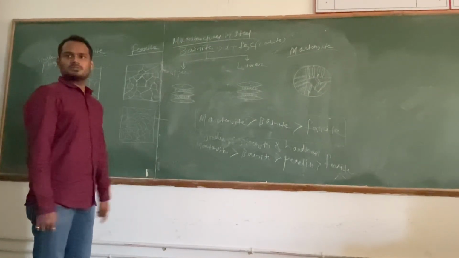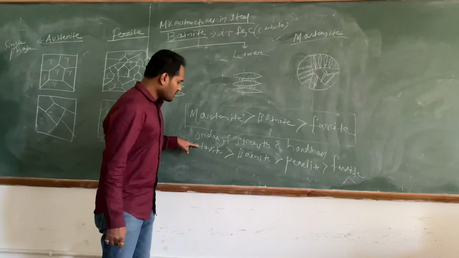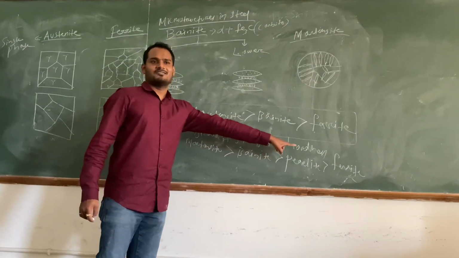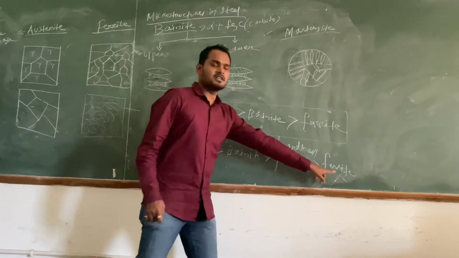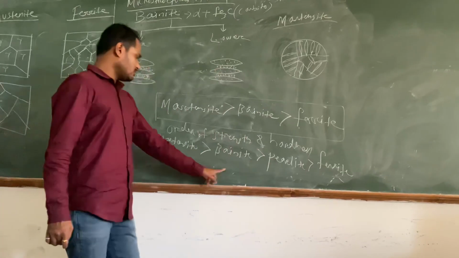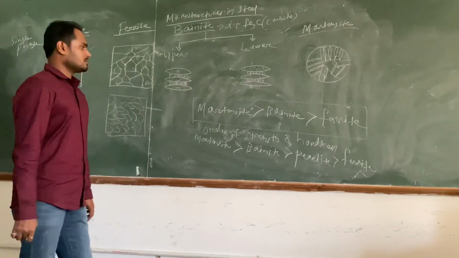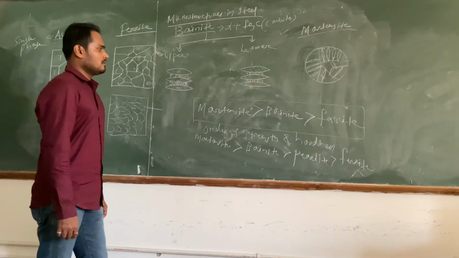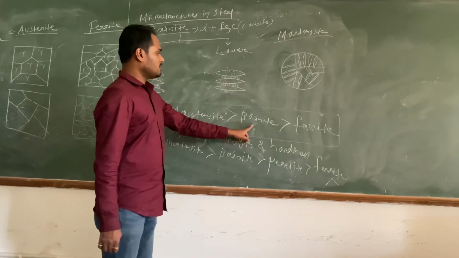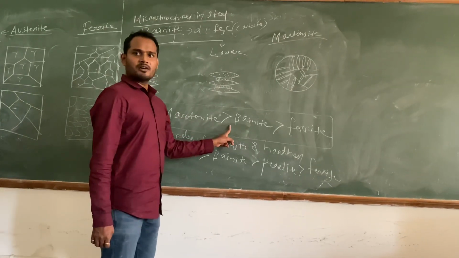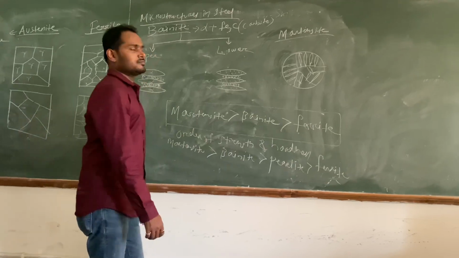Ductility is just opposite. If you go in this direction, ductility is increasing. Right? Maximum ductility is of ferrite, then pearlite, then martensite. And if you compare these two bainites, first lower bainite comes, then upper bainite comes.